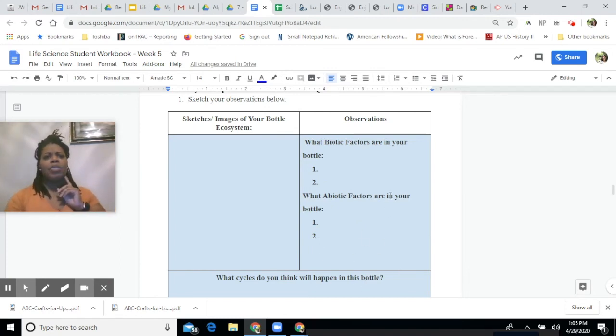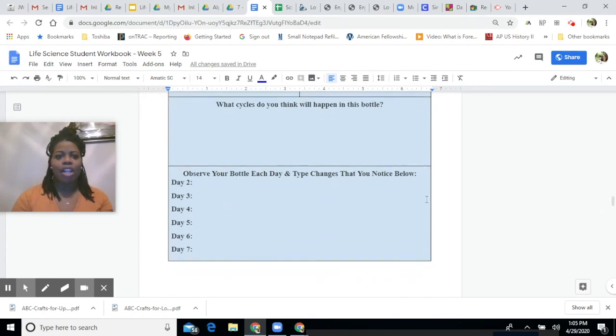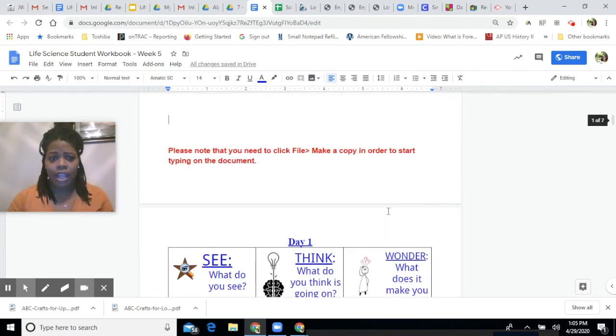So these are some review questions from the things that we've been learning earlier this month. And then also you're going to try to continue your observations each day and see how that ecosystem in the bottle changes over time. Okay, so that is where we are. The only thing that you have left to do after that, technically, is to share.